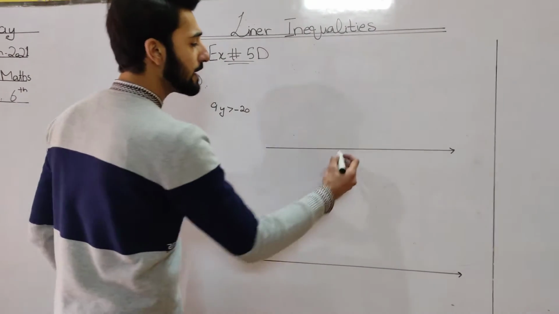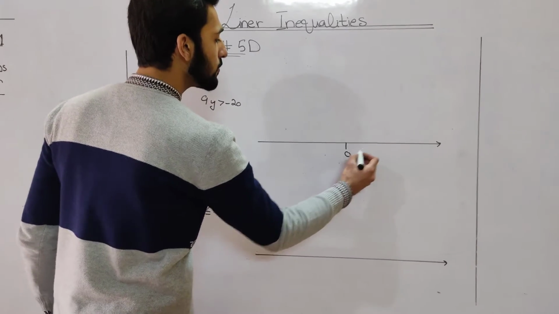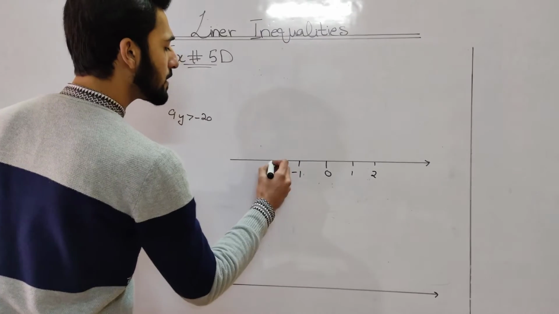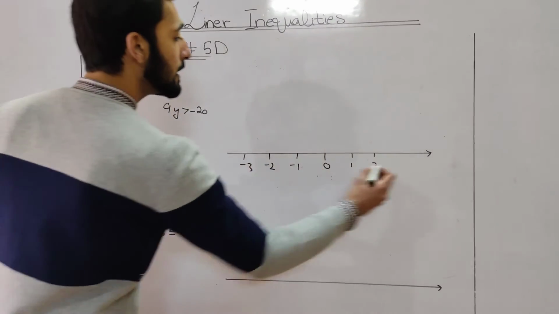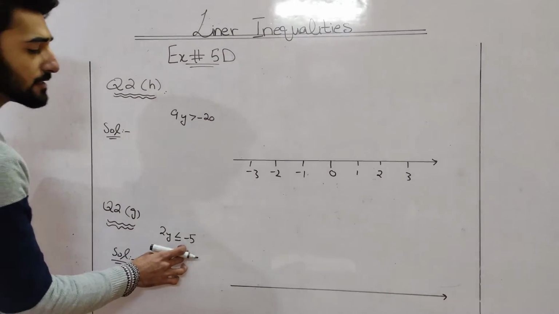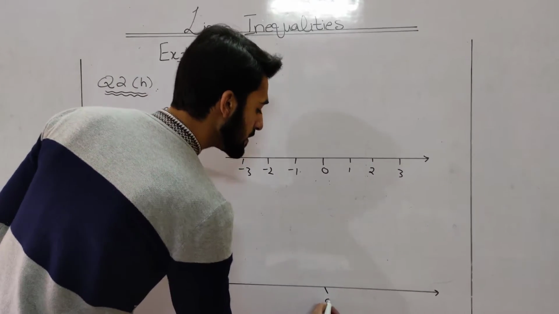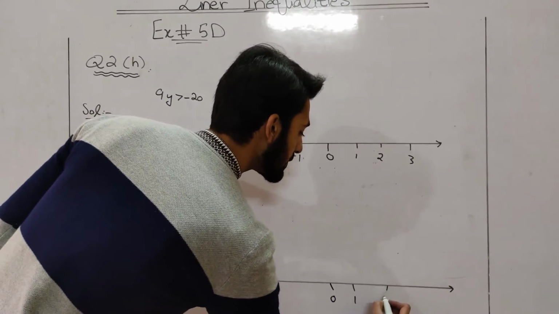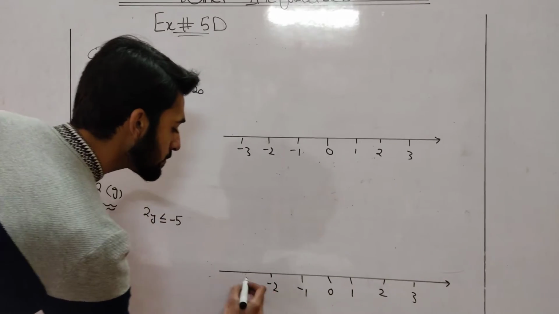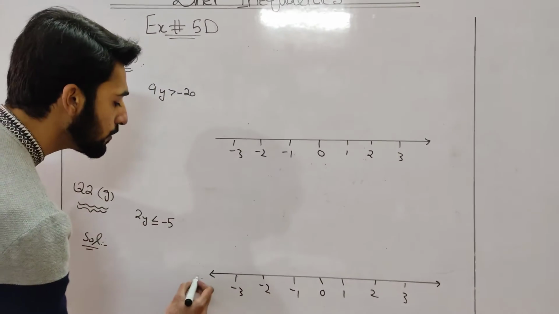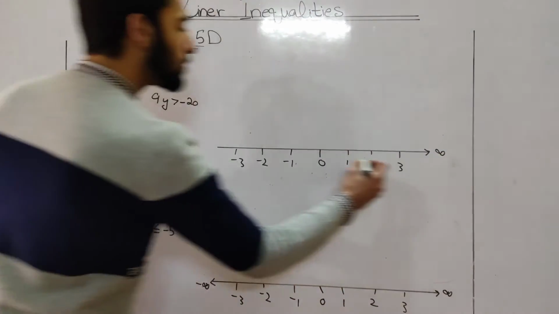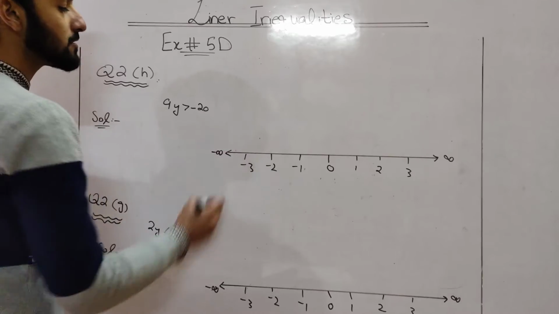Students, I write here a number line. For example, 0 lies here, then 1, 2. On the left side lie -1, -2, -3, and on the right side 3, and so on, up to plus infinity, and on the left side up to minus infinity.